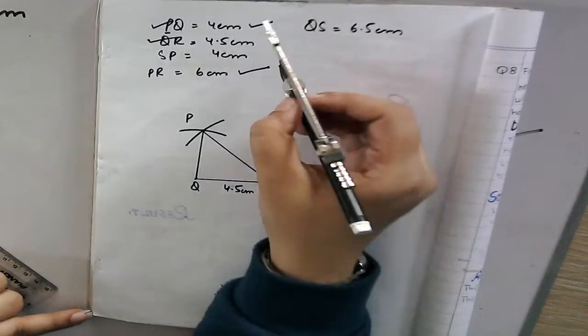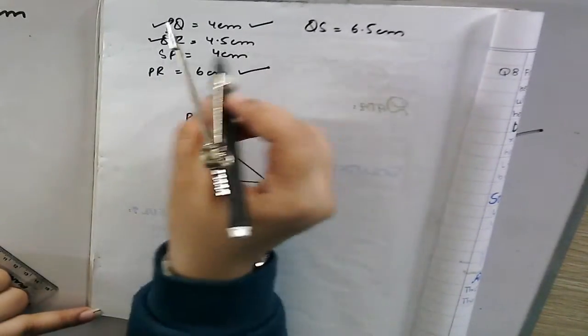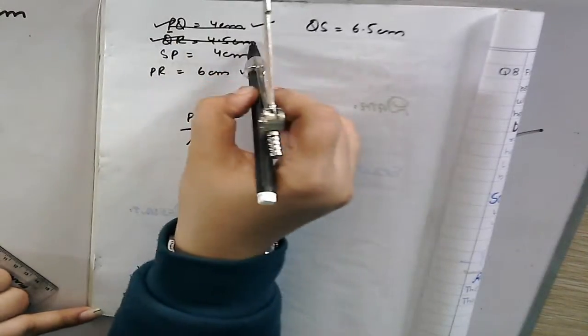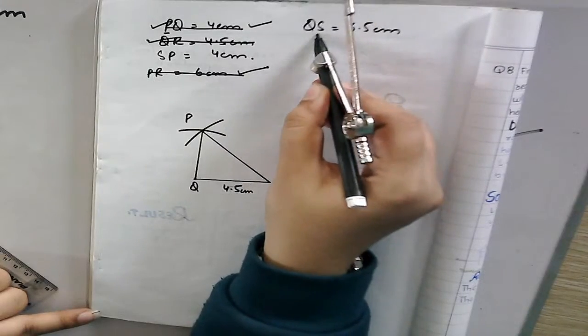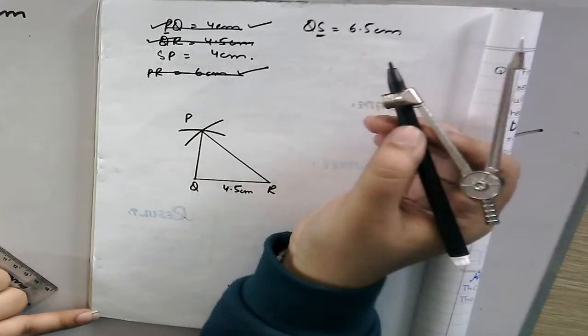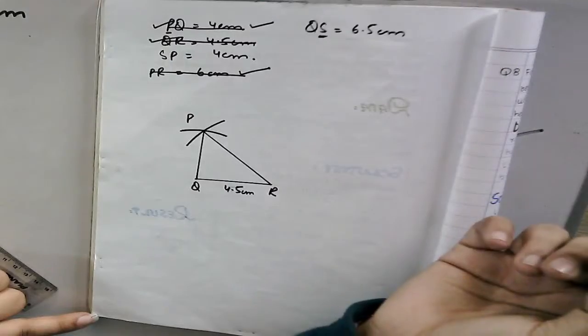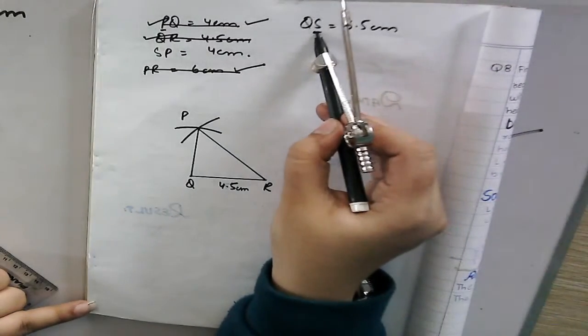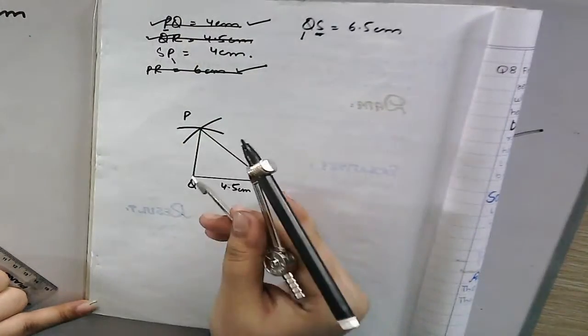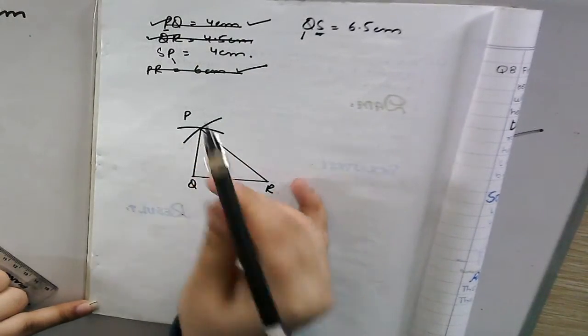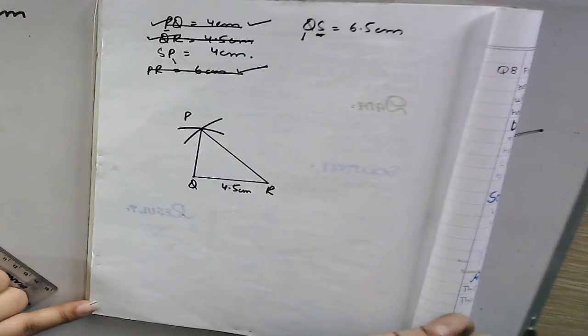Now we have to use another measurement. We have done PQ and QR and PR. Now move towards SP and QS. Now the common point is S. It means we have to draw S. Now we have to make point S with the help of Q and P. So take Q and P as a center point and you have to mark S.